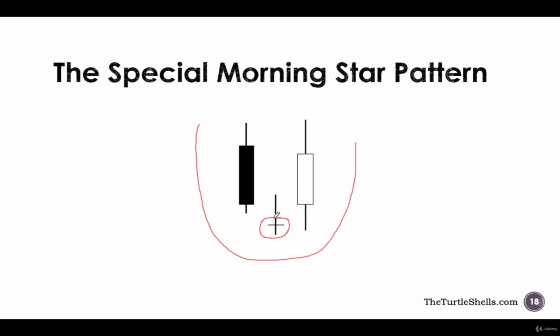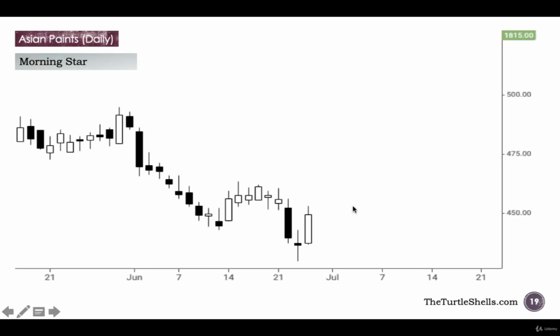So this puts the bears under some confusion and doubt as to whether the bulls are not coming back to the market or so. So in the next candle, you have a long white real body which confirms the bias of the market, which is bullish. Okay? So that's a special morning star pattern because the candle itself, the star itself, is a very special candle. Now, this is a daily chart of Asian Paints.